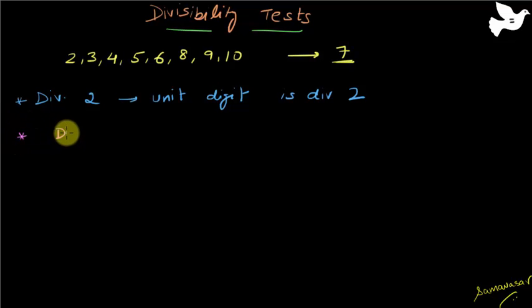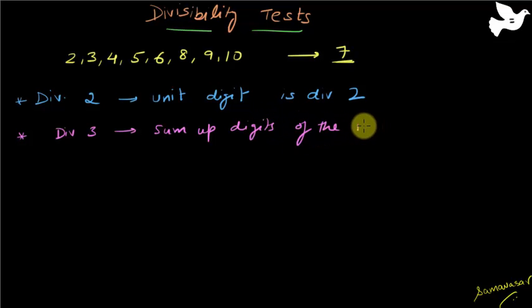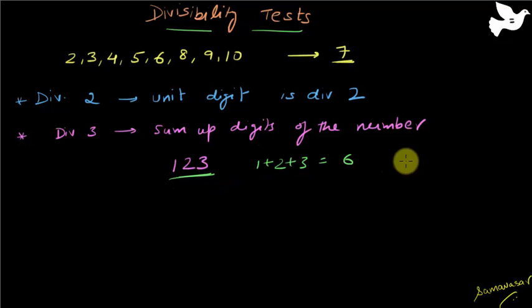Then you have divisibility test of 3. You sum up the digits of the number. If the sum is divisible by 3, then the number is divisible by 3. So for example, I have a number which is 123. Now if I sum up the digits, I have 1 plus 2 plus 3, which is equal to 6. 6 is divisible by 3, so this number is divisible by 3. So on and so forth.